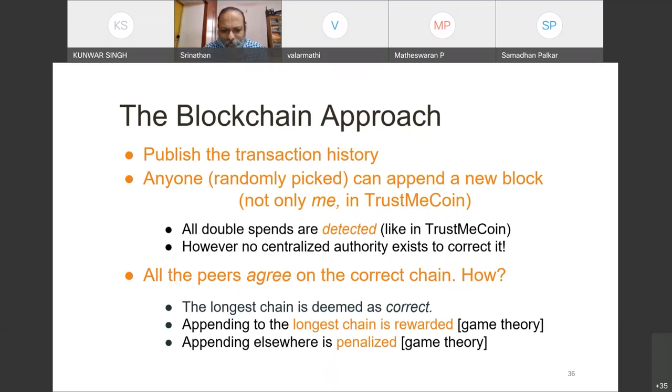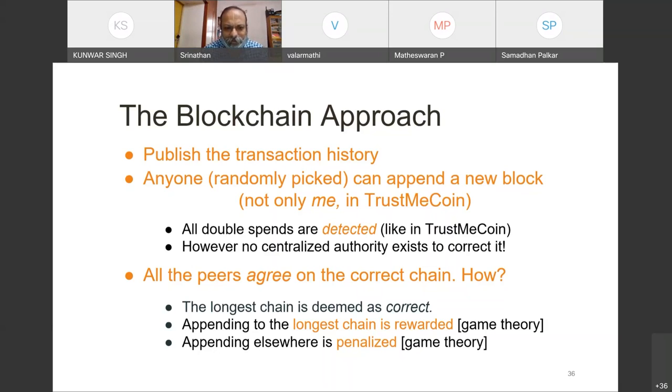So how do you make this happen using game theory? We give two more requirements, apart from the first one we read, that you should be randomly picked. The person who is appending should be randomly picked. Second property we want is that appending to the longest chain is to be rewarded. Third property we want is that appending elsewhere, that is appending in the non-longest chains, should be penalized. Now read the three requirements and also the point that we agree on the longest chain. It will be clear to you in a common game theoretic sense that this will work.